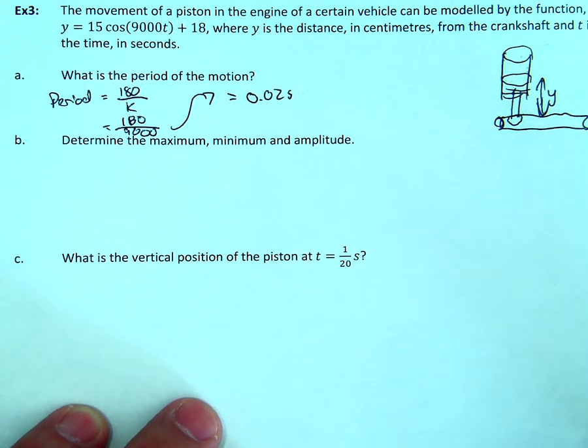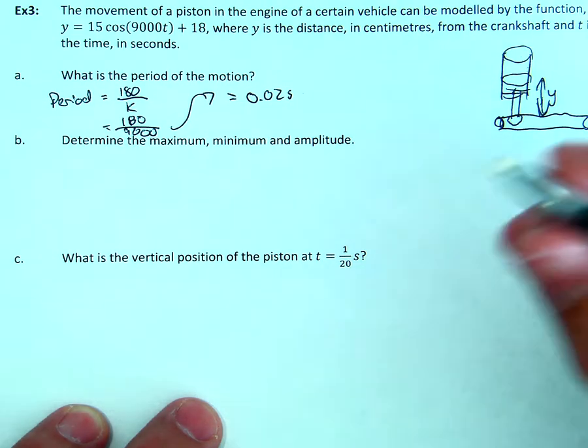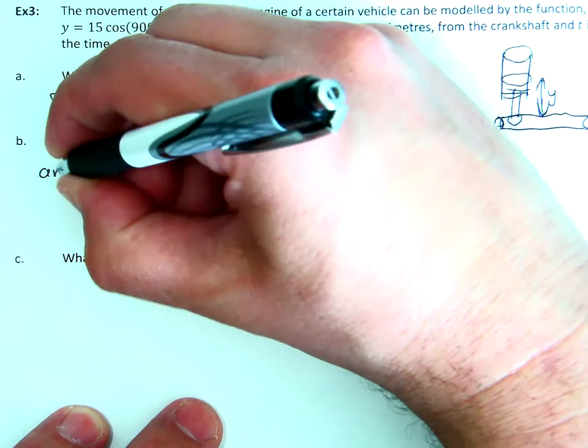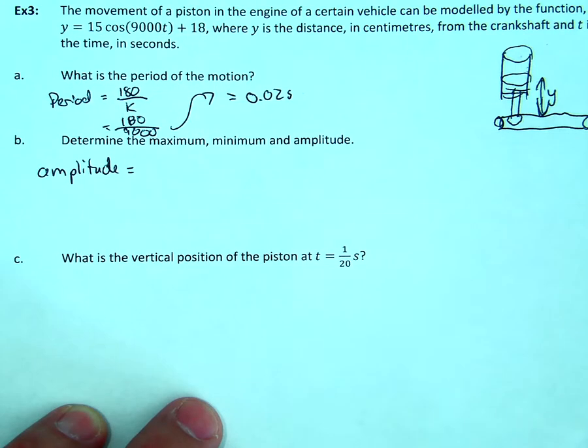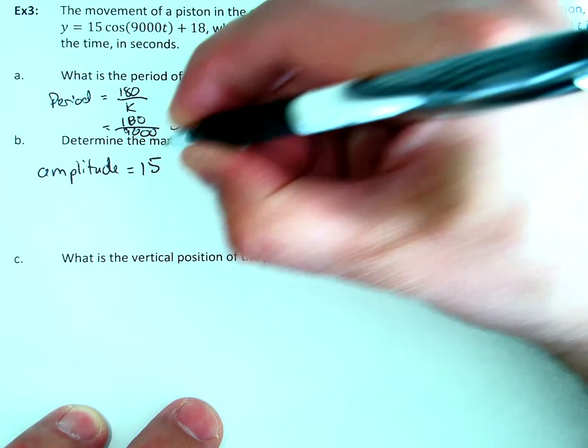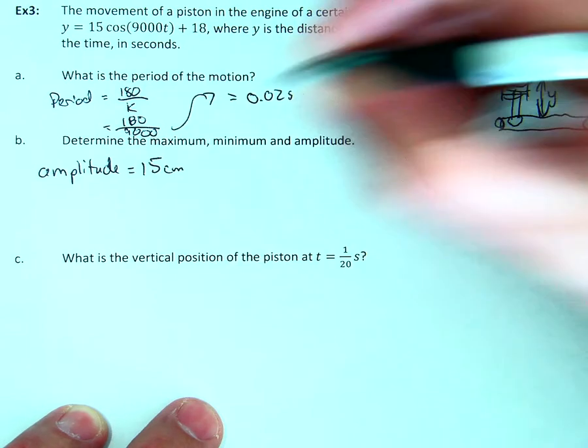In part B, we're asked to find the maximum, minimum, and amplitude. Really quickly, the first one I can get from the equation is the amplitude. The amplitude will be equal to the A value. In this case, our A value is 15. It's been stretched vertically by a factor of 15. So the amplitude is 15, and that would be centimeters.